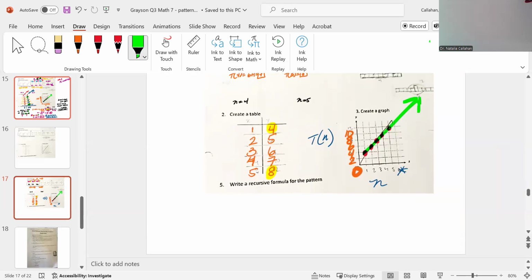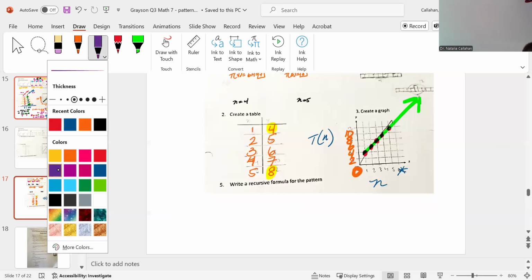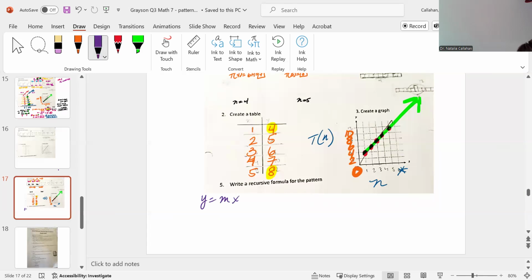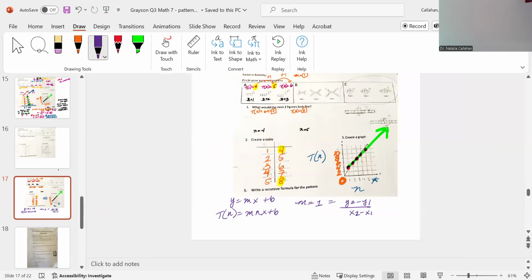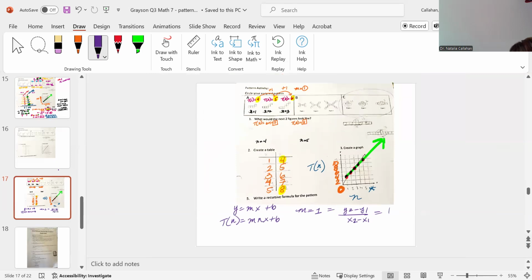Did you find the equation? What is your m? Okay, or your t of n equals m of n plus b, right? So you found that m equals 1, just based on looking at the pattern. But if you're going to do the formula, I want you to practice finding it with the formula. Make sure you end up with 1 here. So practice with that. You did? Okay, so it is also 1 over 1, which is just 1. Okay, what's your b then?